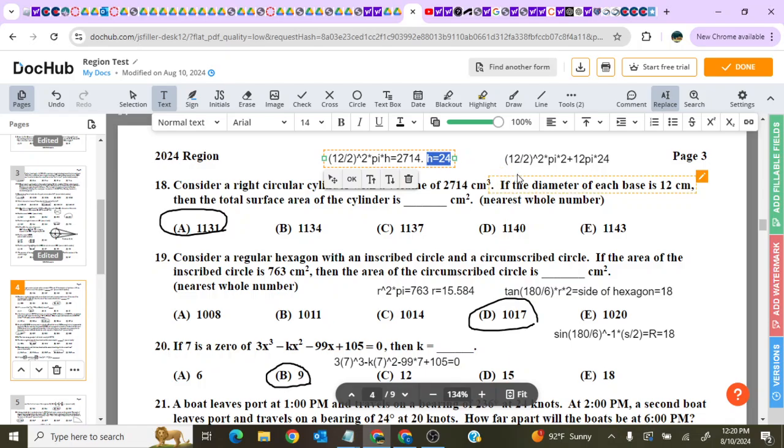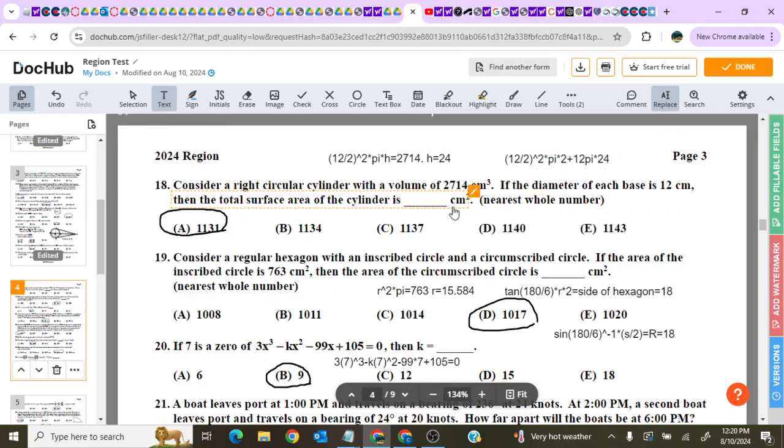Then once you have that, you need surface area. Well, surface area comprises the two circles at the top and bottom, so r squared times pi times 2, plus the lateral surface area, which is the circumference times the height. So 12 pi times 24. And if you add that together, you'll get a surface area of 1131.